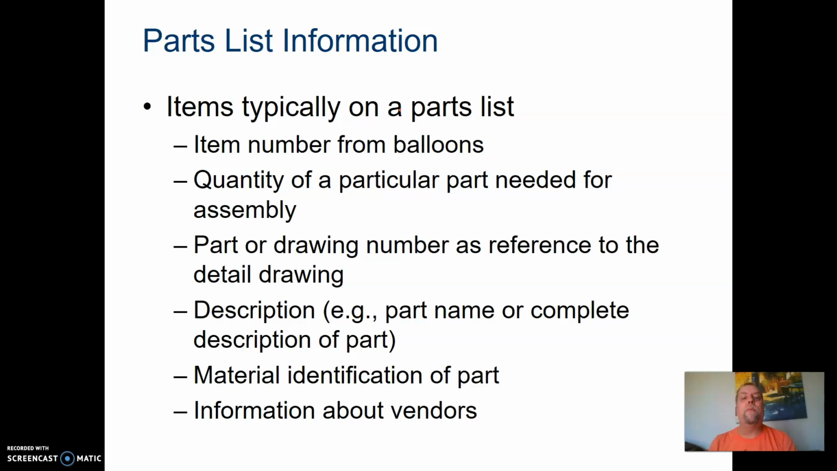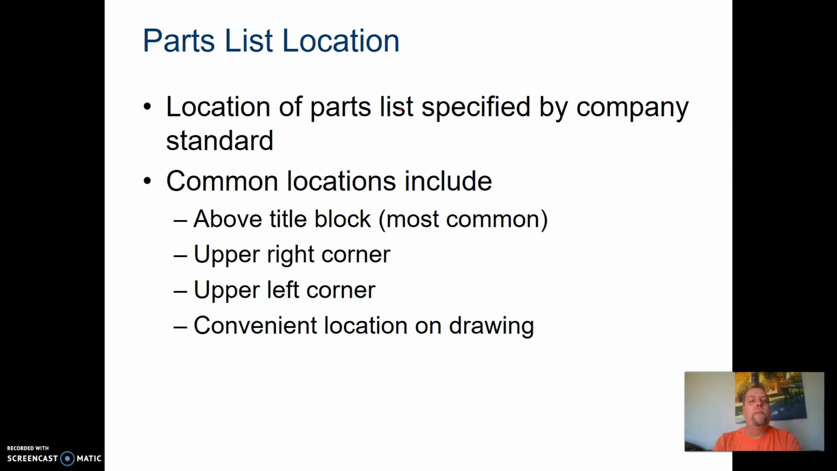Parts lists generally have an item number from the balloon, a quantity, how many of that part is in the product, and a part or drawing number as reference to the detailed drawing. So what page the detailed drawing of that part would be on. Description, we talked about that. Material identification of a part, and possibly information about vendors or cost.